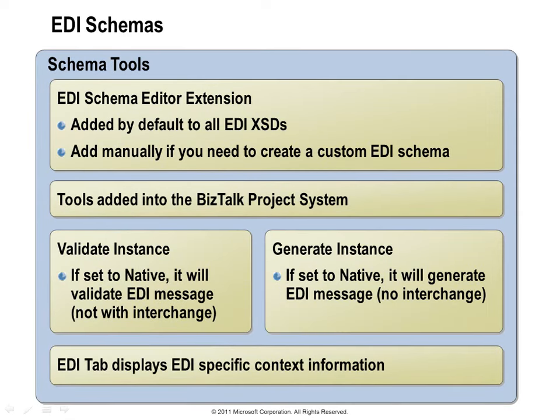The BizTalk schema editor natively supports dealing with EDI documents, just like it does flat file documents. So it has an EDI editor extension. If you open up an EDI XSD from that extracted file, it's already going to be there. It's already been added in. But if you create a schema of your own, you need to go into the properties for the schema and add the EDI extensions on there.